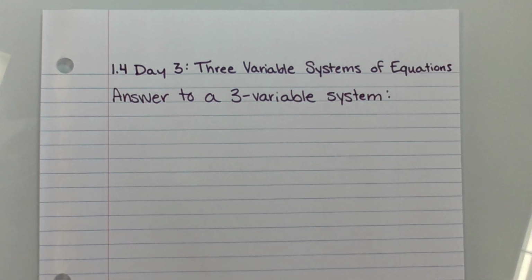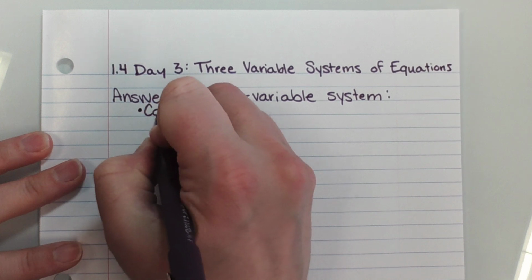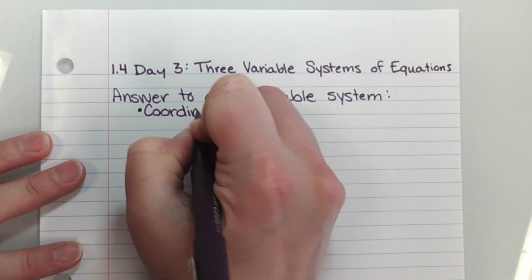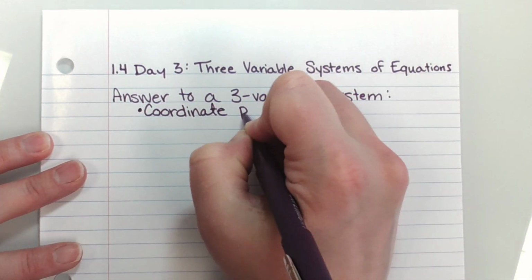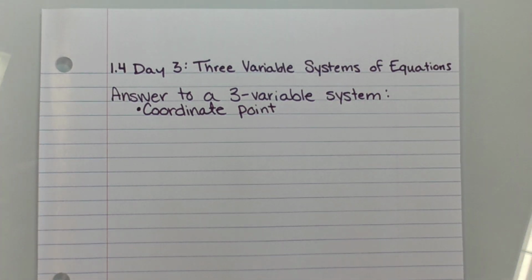Before we get into solving, let's talk about the answer format for a 3-variable system of equations. A 2-variable system of equations should have an answer that looks like what? A coordinate point. For a 3-variable system, it's also a coordinate point. But it's not a 2-dimensional coordinate point, which is what you're used to.